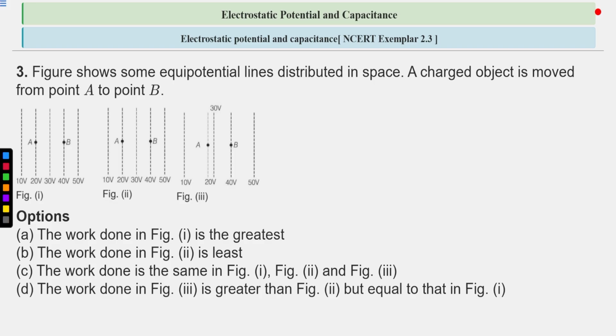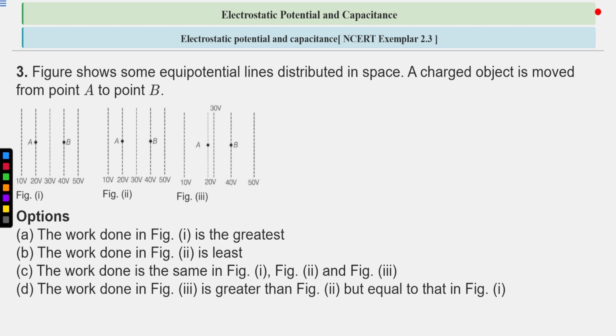Option A is given: the work done in figure 1 is the greatest. The work done in figure 2 is the least. The work done is the same in figures 1, 2 and 3. And the work done in figure 3 is greater than figure 2 but equal to that in figure 1. So these are the 4 options.